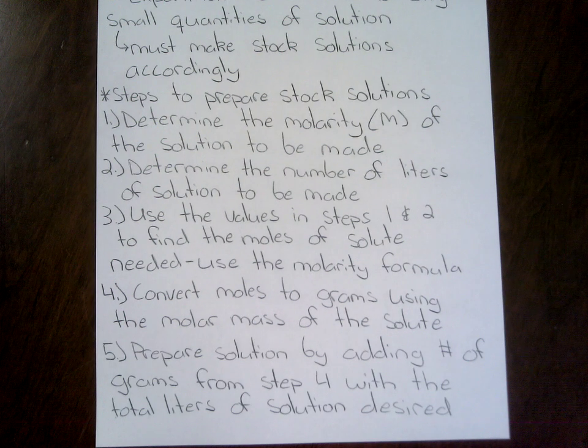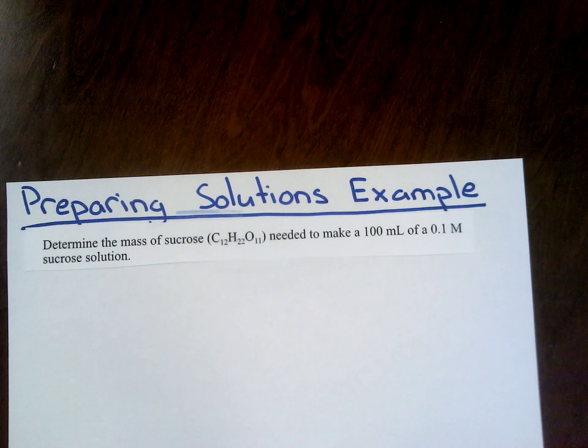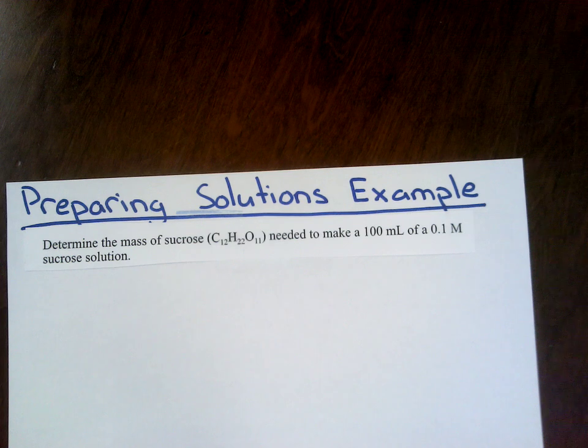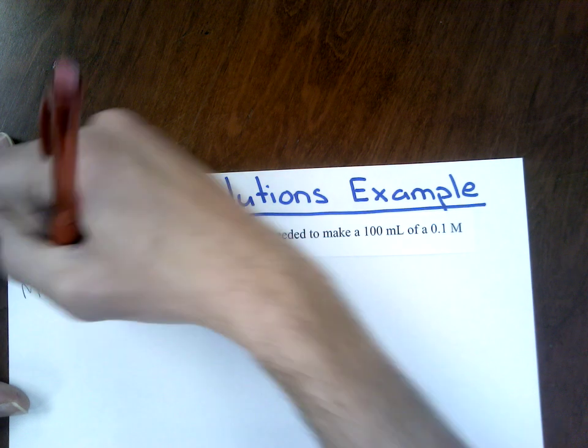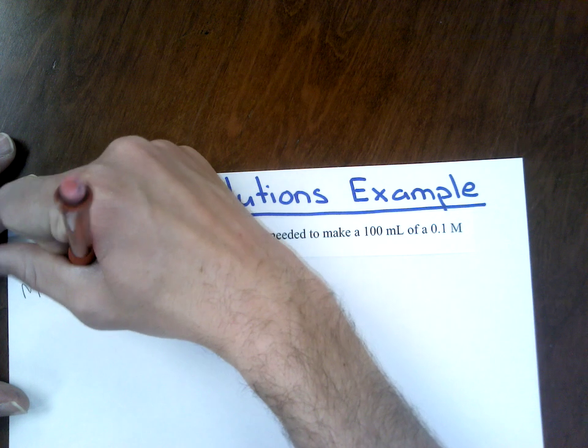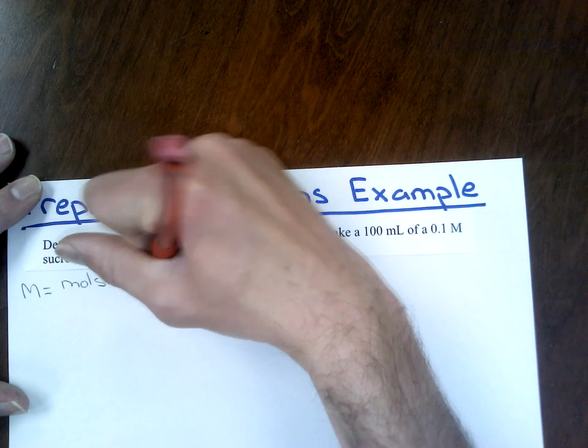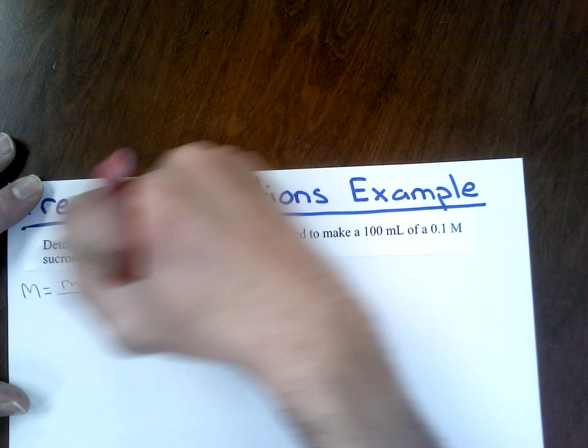All right, so let's utilize these steps to answer the next problem. Okay, so our next problem here says determine the mass of sucrose needed to make 100 milliliters of a 0.1 molar sucrose solution. So the first thing that we should really do is write down the formula that we have for molarity. Remember that our big M, or capital M, is equal to our moles of solute divided by liters of solution.